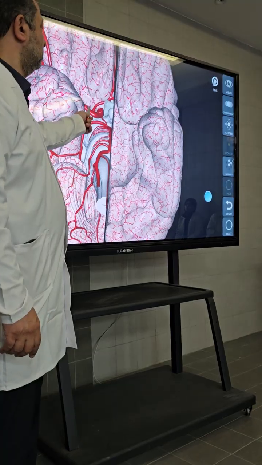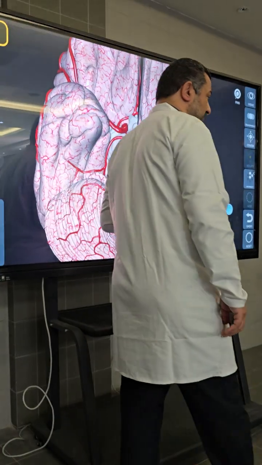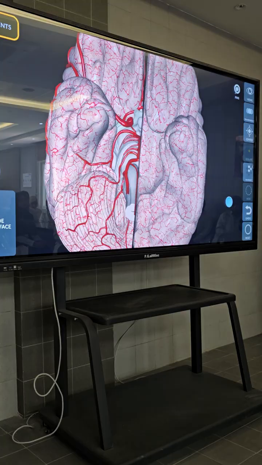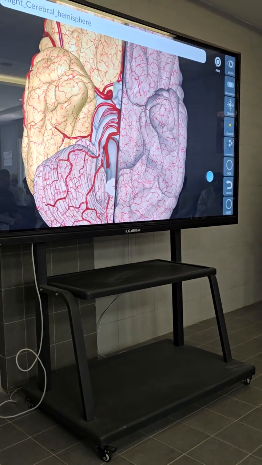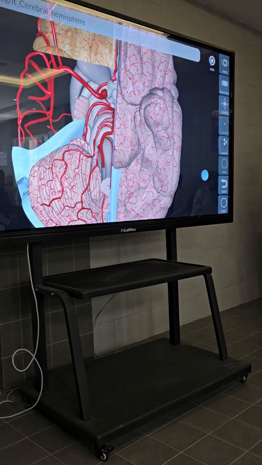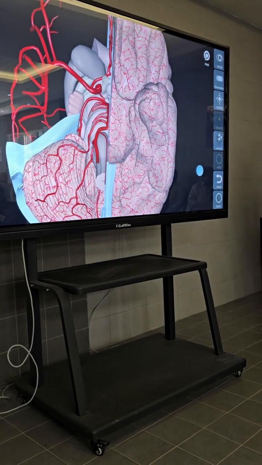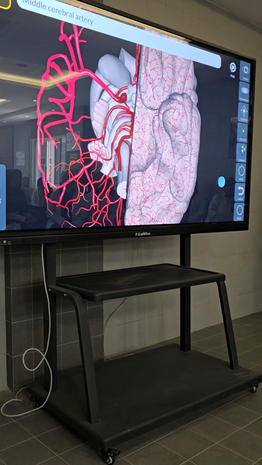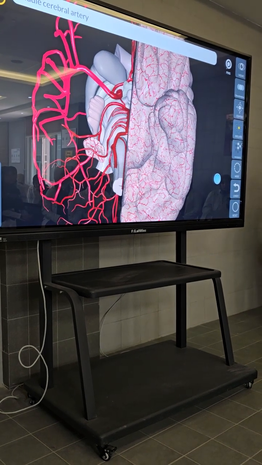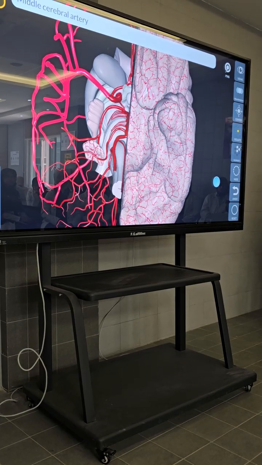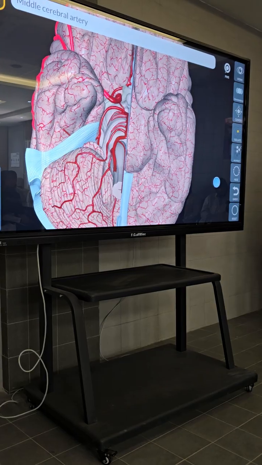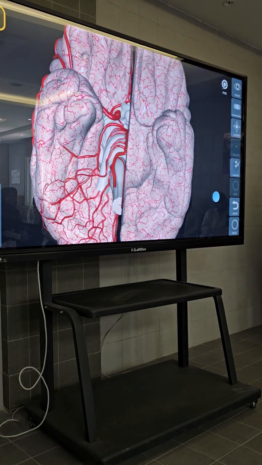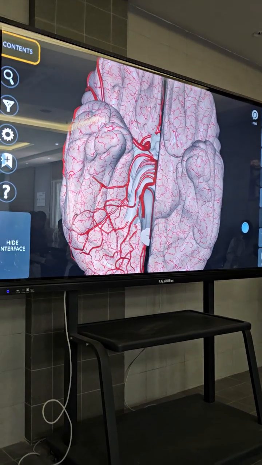this artery supplies the medial surface of the frontal and parietal lobes. The next branch is the middle cerebral artery. The middle cerebral artery is the largest terminal branch of the internal carotid artery and enters the lateral sulcus, and it has many cortical and central branches.